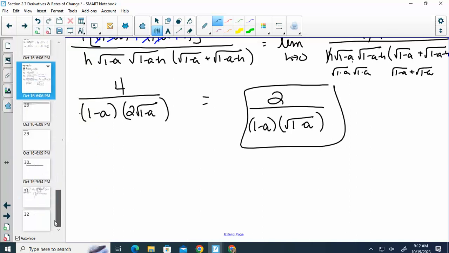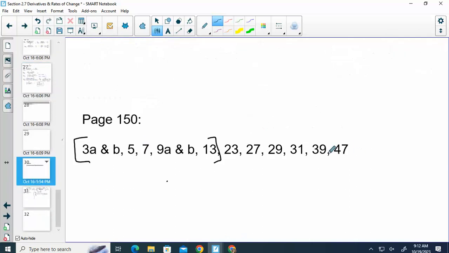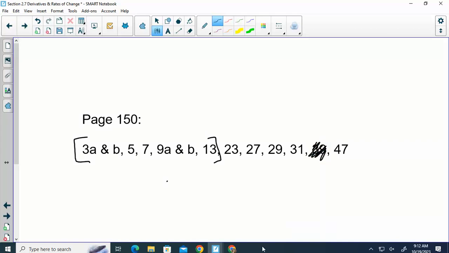I know there's a couple examples left, and we're just not going to worry about those right now. I am also going to remove problem 39 from your homework. That's one of the examples that I haven't done yet, and we'll just hit that later on.